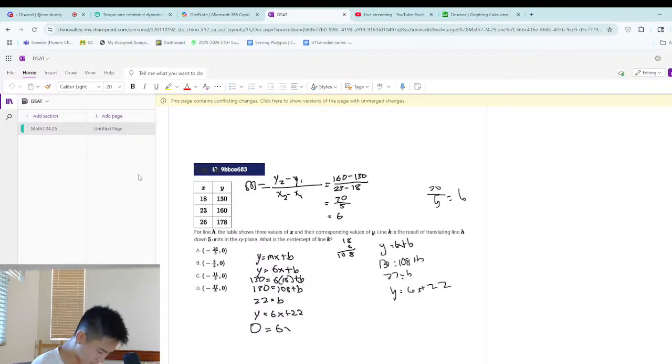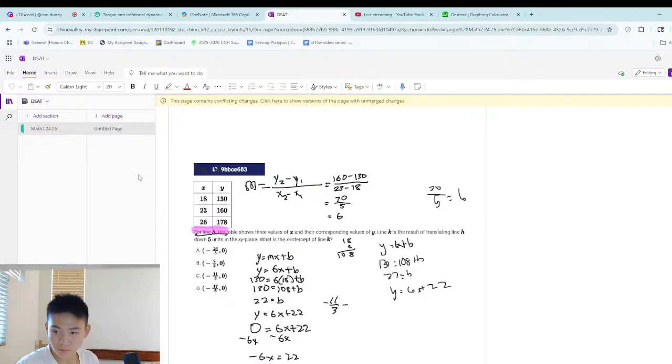So we have negative 11 over 3 minus, because we're moving it down, this is the result of translation. Dylan, you can use Desmos if needed. Translating it down 5 units.